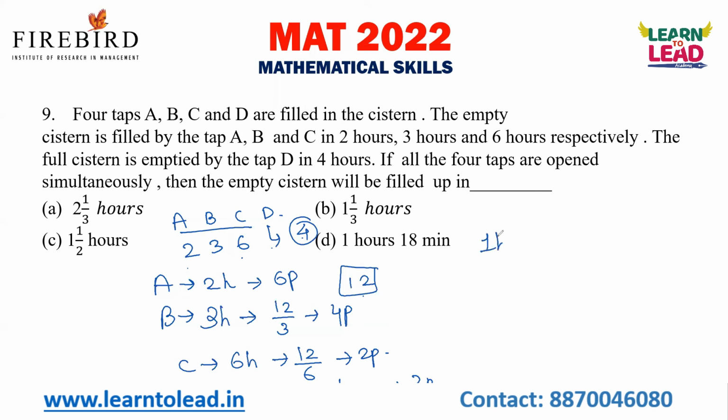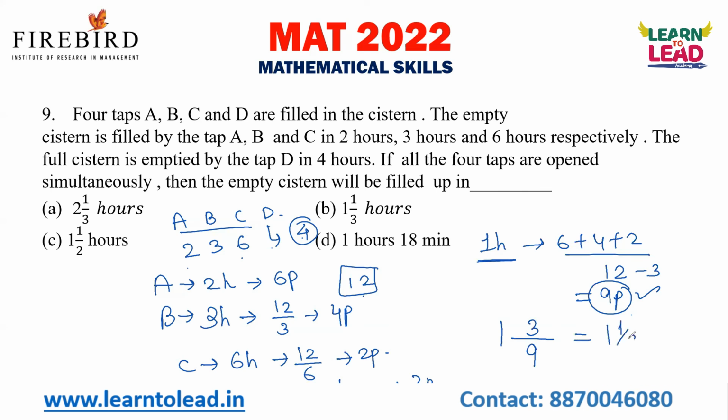If I take the first hour, 6 plus 4 plus 2, these 3 taps will fill the tank. You'll get 12. 12 minus 3 is what? 9 parts. 9 parts will be filled in how many hours? 1 hour. And remaining, how many parts do I have to fill? It is around 3 parts. So in 1 hour, 9 parts I can fill. The remaining 3 parts can be filled in 3 by 9 hours, which is nothing but 1 by 3 hours. That is the answer.